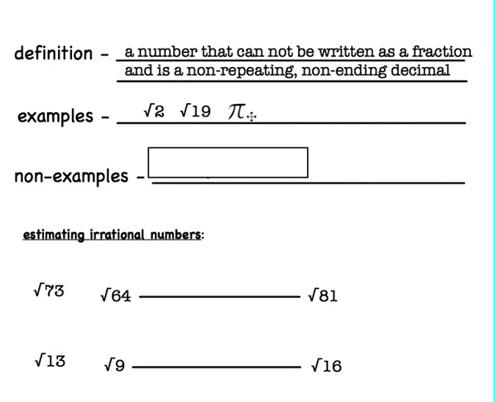19, and pi. Some non-examples are -5, which can be written as -5 over 1, 3/4, 2.6 repeating, and the square root of 64.